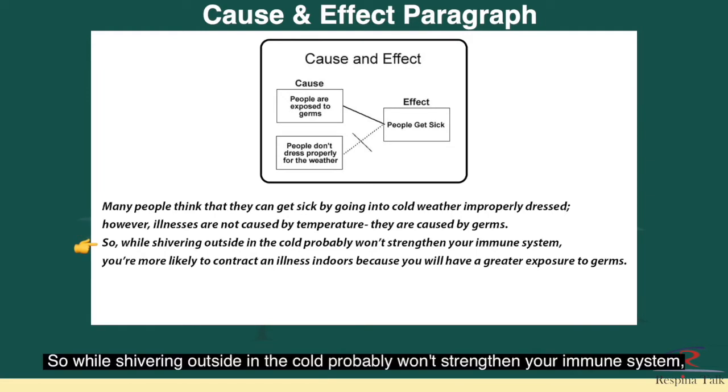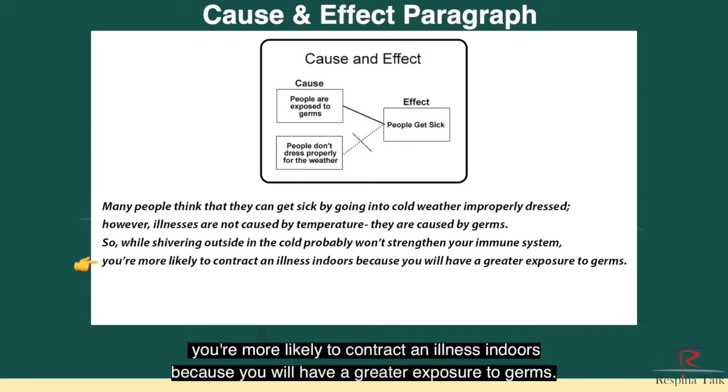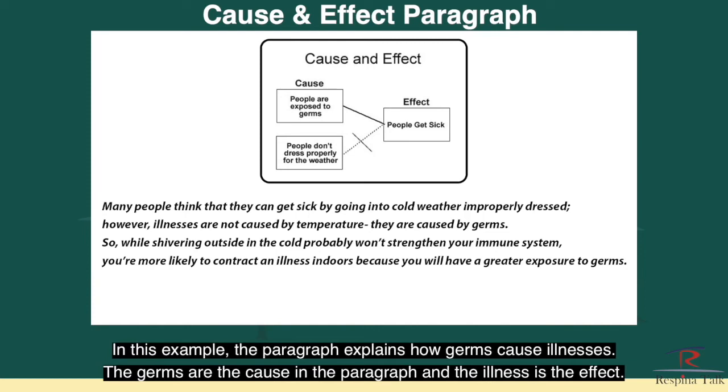So while shivering outside in the cold probably won't strengthen your immune system, you're more likely to contract an illness indoors because you will have a greater exposure to germs. In this example, the paragraph explains how germs cause illnesses. The germs are the cause in the paragraph, and the illness is the effect.